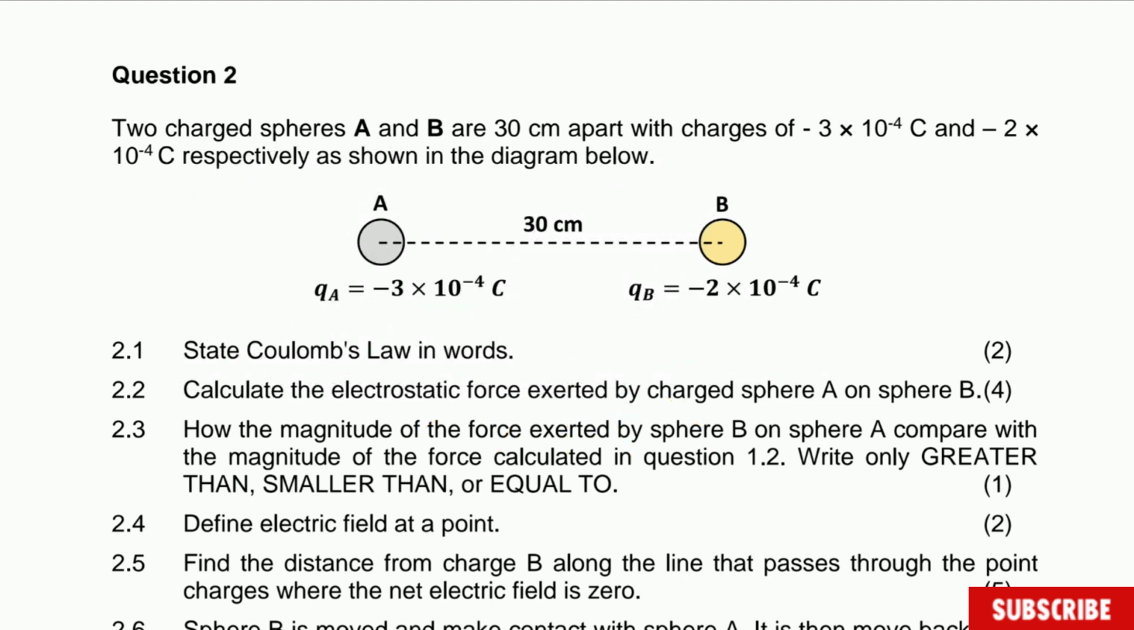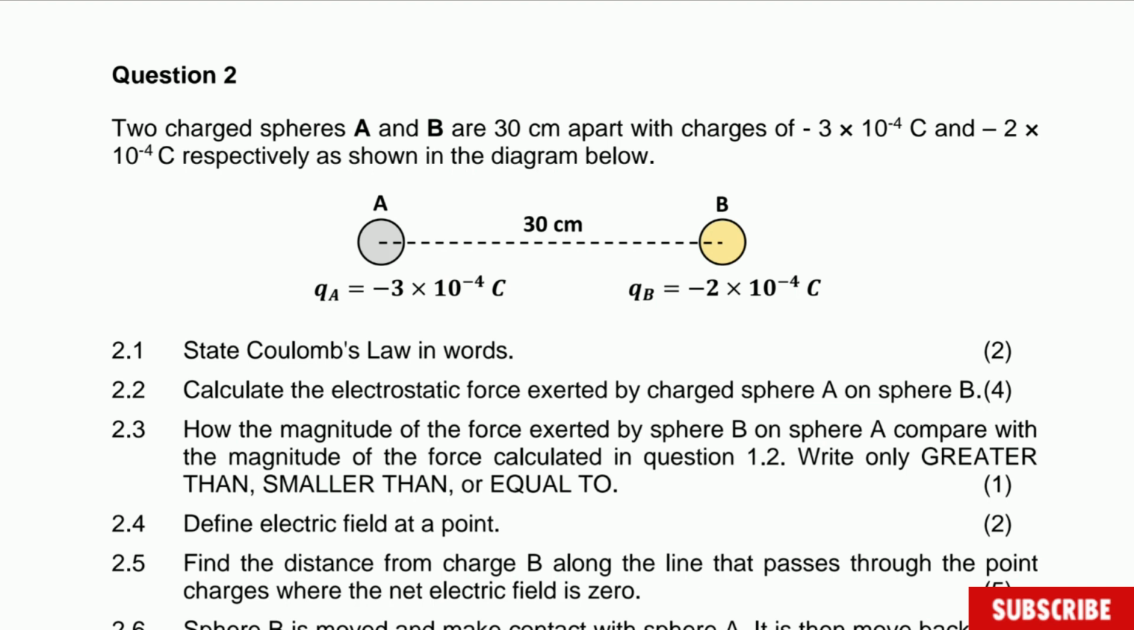Let's go to the question, and this was question 2 from a question paper. I set up this question quite a long time ago, and I tried to put in it more or less everything that could eventually be asked to the learners. The question said: two charged spheres A and B are 30 centimeters apart with charges of minus 3 times 10 to the minus 4 coulomb and minus 2 times 10 to the minus 4 coulomb respectively, as shown in the diagram below. And you have the two charges there, both of them are negative, guys.